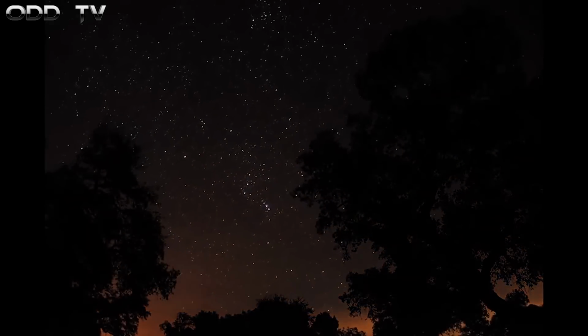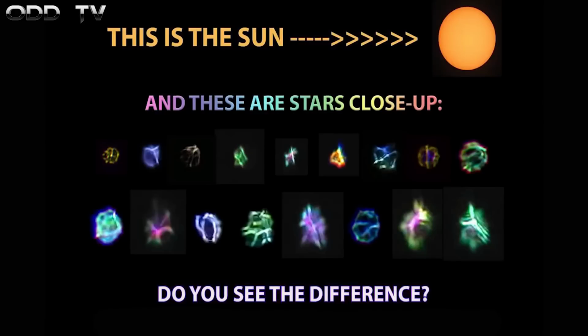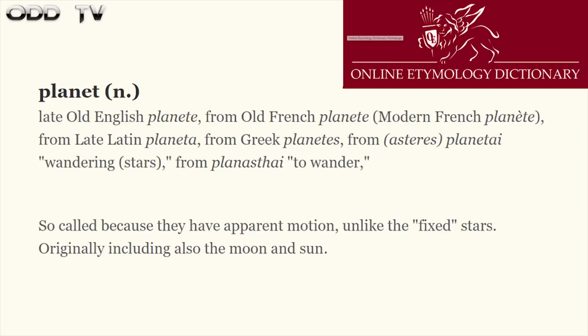They also tell us that the stars are distant suns, but they look like orbs of dancing energy when you zoom in on them with a high-power zoom camera, and considering how far away they are, should we even be able to zoom into them in the first place? Now let's talk about planets.